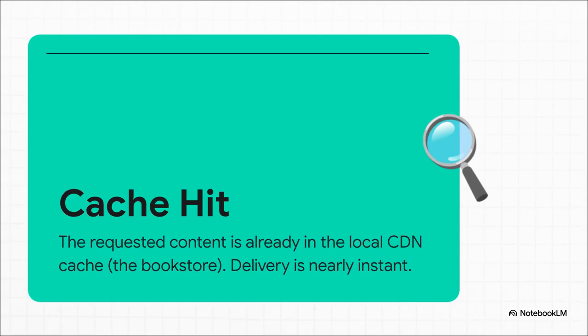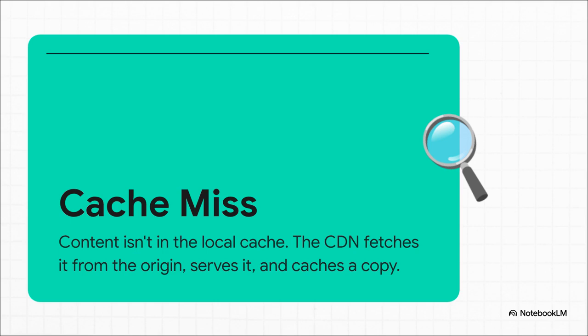It's perfect. But what happens if nobody in Tokyo has ever asked for this particular book before? Well, that's what we call a cache miss. The local store doesn't have it in stock, so what does it do? It orders the book from the main warehouse in California.